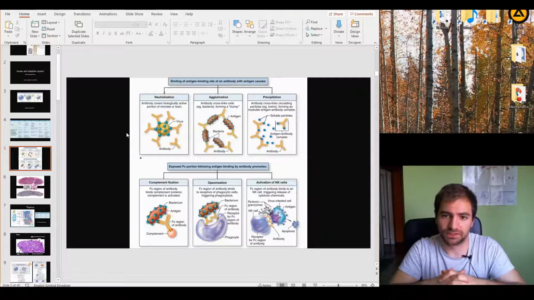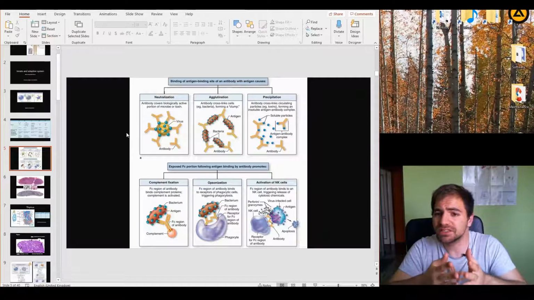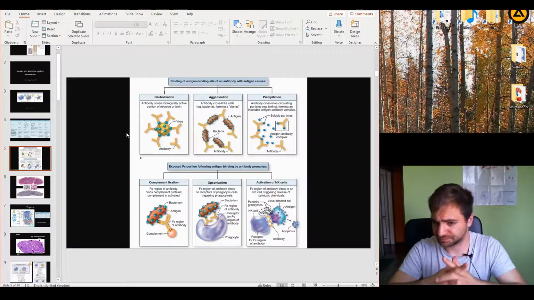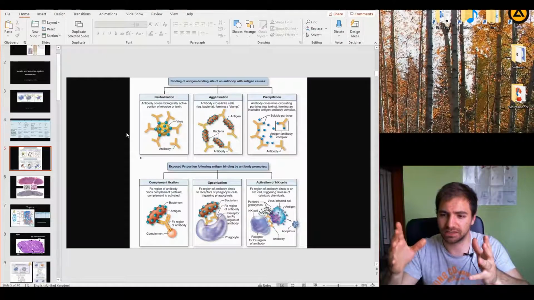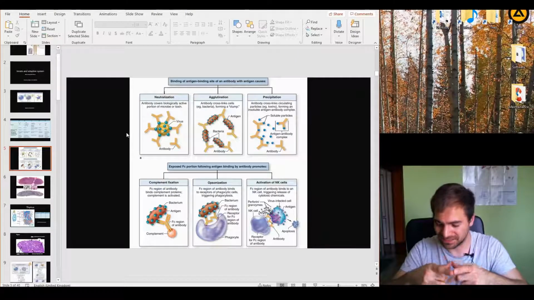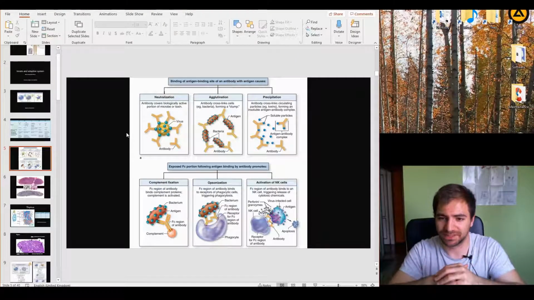This is one result that we can have. The second is agglutination, the clumping of the bacteria. This is a cross-linking procedure between many different antigens, and as a consequence they clump, forming a mass of bacteria specifically located in another area.